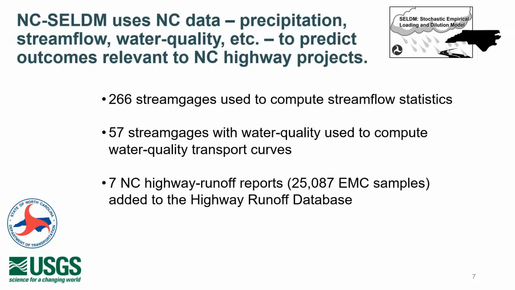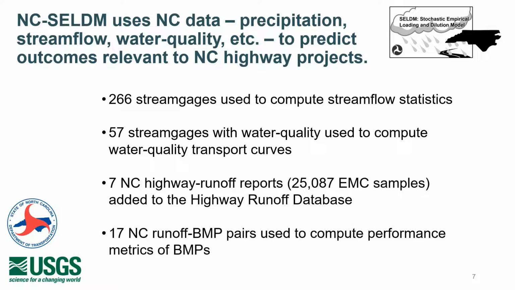We have 7 highway runoff reports, which doesn't sound like a lot, but each of those reports contained a lot of different rainfall and runoff samples. In total, 25,000 event mean concentrations were added to the highway runoff database from those 7 runoff reports. So those informed the highway runoff water quality statistics. And lastly, 17 runoff BMP pairs were also used to understand the performance of specific BMPs in terms of water quality improvements and also water quantity improvements, such as mitigation of storm flow volumes or peak flow mitigation.